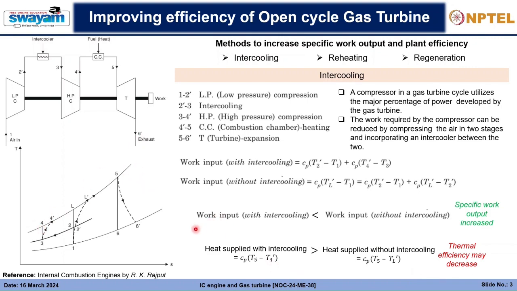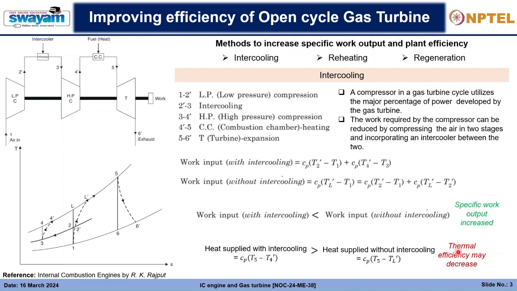And we know the thermal efficiency is net work divided by the heat supplied, right? Now the net work in the numerator is increased, while the heat supplied in the denominator has also been increased. And that's why the thermal efficiency may remain constant or may decrease. Generally it is seen that while performing the intercooling stage, the thermal efficiency generally decreases. So that's the case of improving the specific work output, but compromising the thermal efficiency.